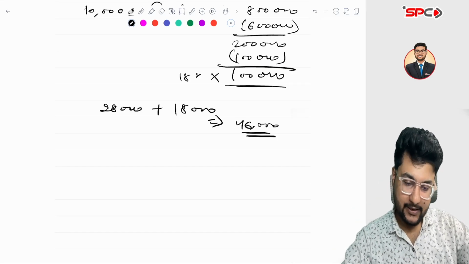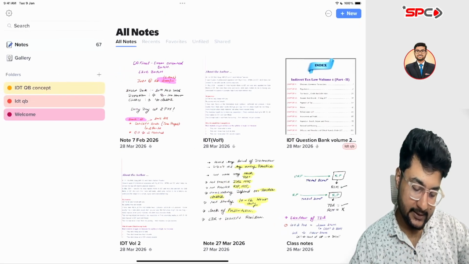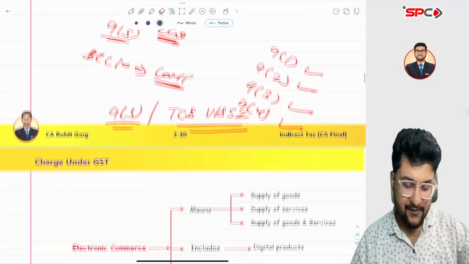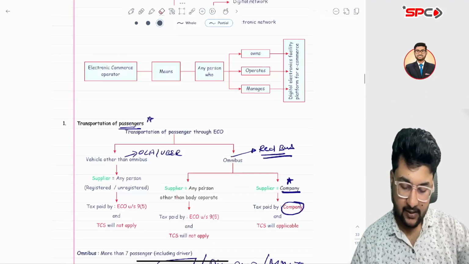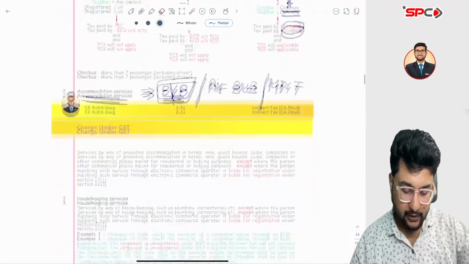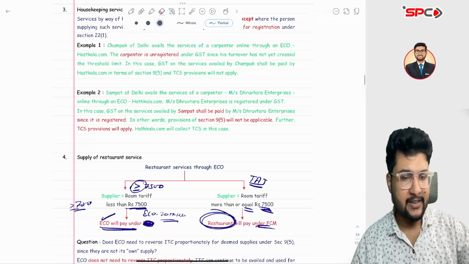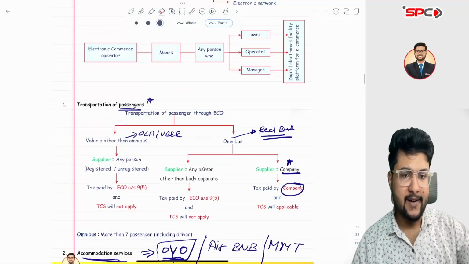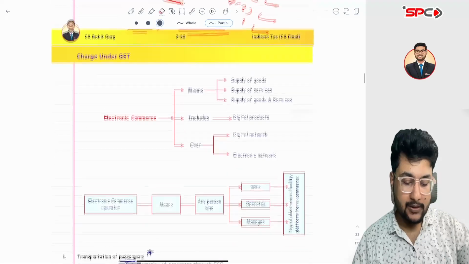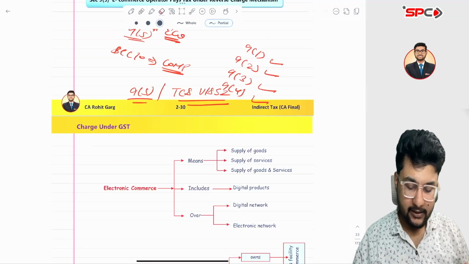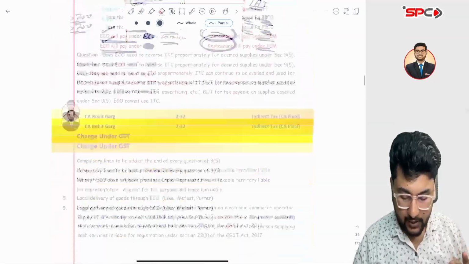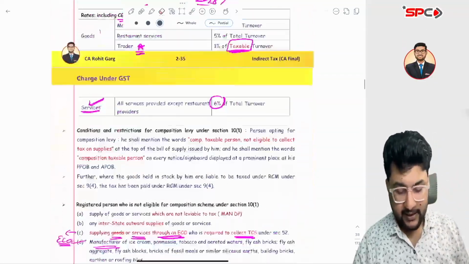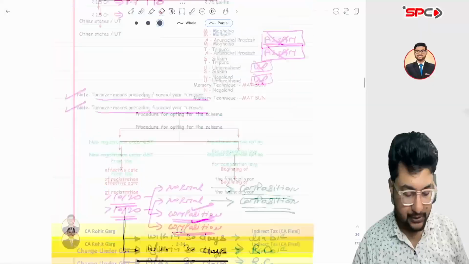Now we are shifting to the next point. 9.4 we have covered. 9.5 we are not covering now. Why, sir? Because we are covering it with our TCS chapter, because there is an interlinking between 9.5 and 52. So it's better we study it with that chapter. It would be very easy for you. Another is composition. Composition we will also study in the next video. We will upload it next.